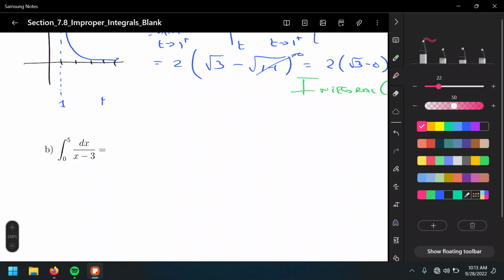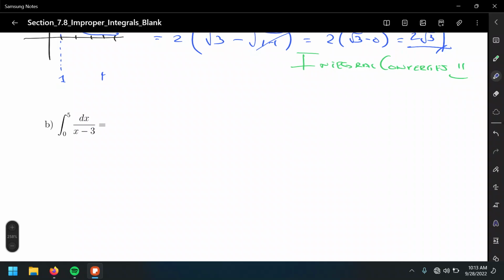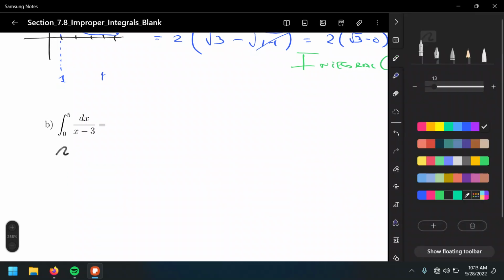So how about we draw the graph of this function? In this case, let's represent the vertical asymptote at 3.